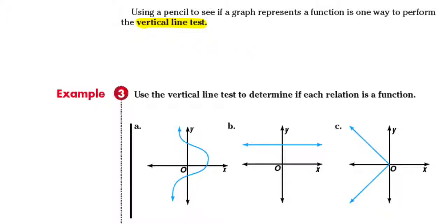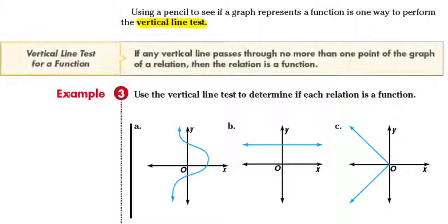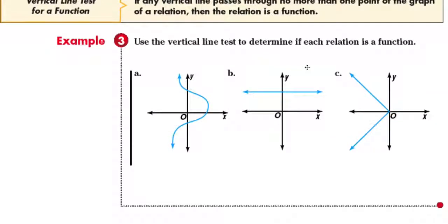So let's define the vertical line test. If any vertical line passes through no more than 1 point of the graph of a relation, then the relation is considered to be a function. Let's take a look at example number 3, and using the vertical line test, let's find out if A, B, and/or C are functions or not.